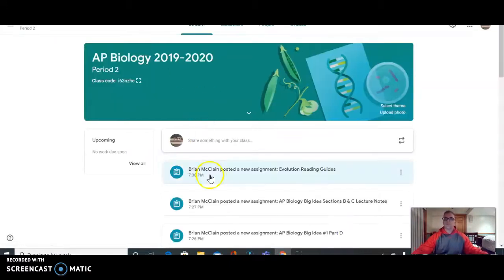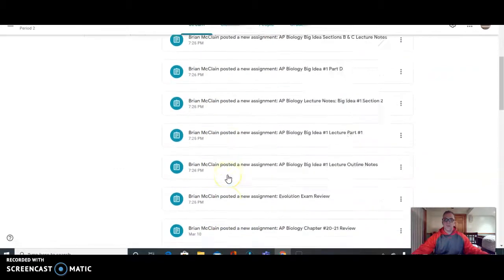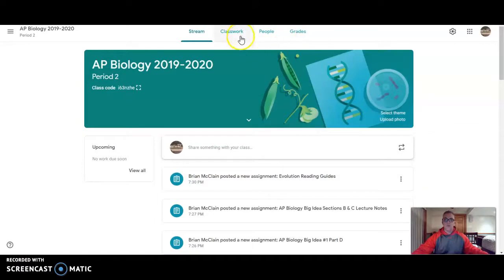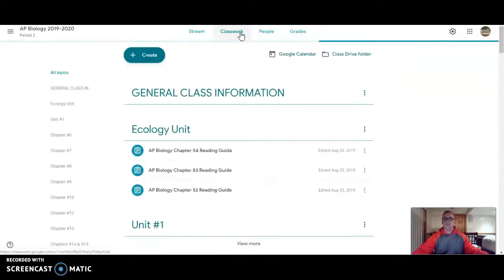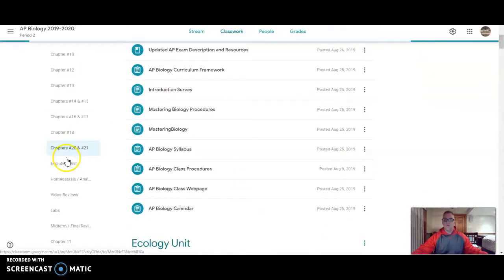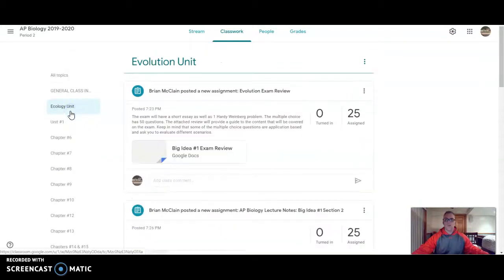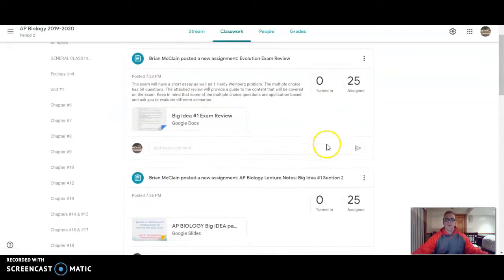All right. So you'll notice I posted a bunch of things recently right through here in our stream. A lot of you like to go to the stream. Probably be easiest to go up to the classwork section, and you're going to notice over here on the left side, there's a section called Evolution Unit. When you click on Evolution Unit, you're going to see the content for the Evolution Unit.